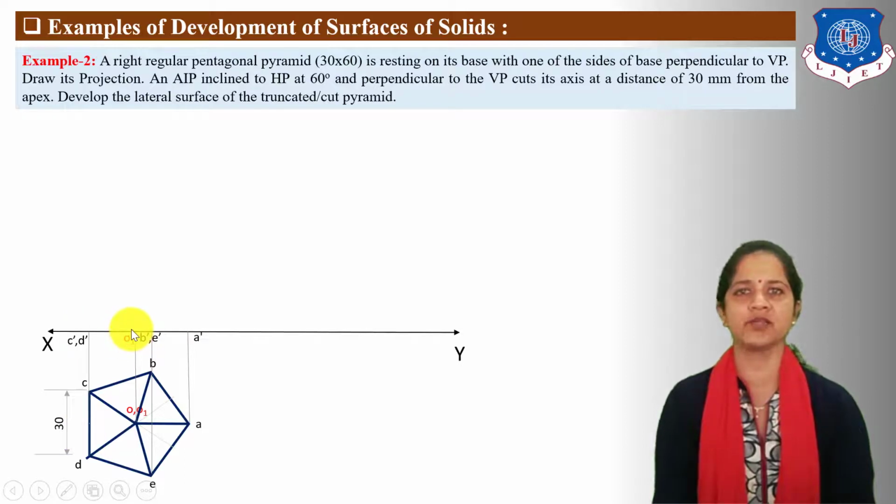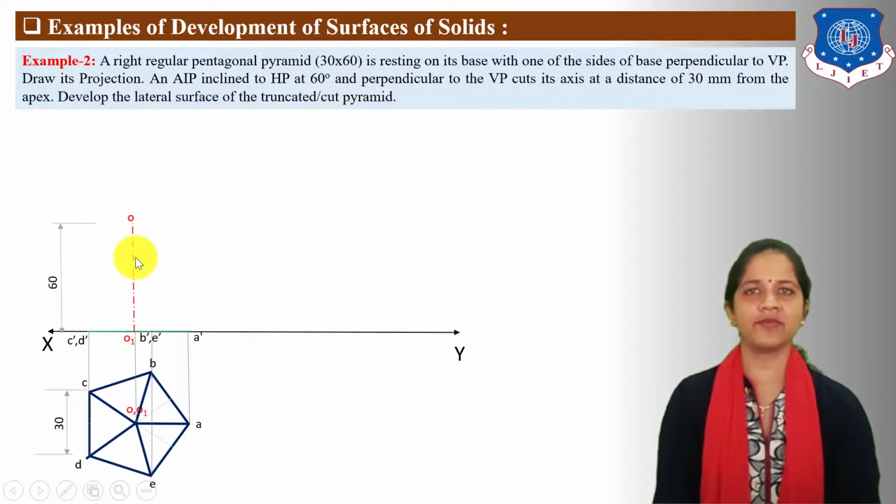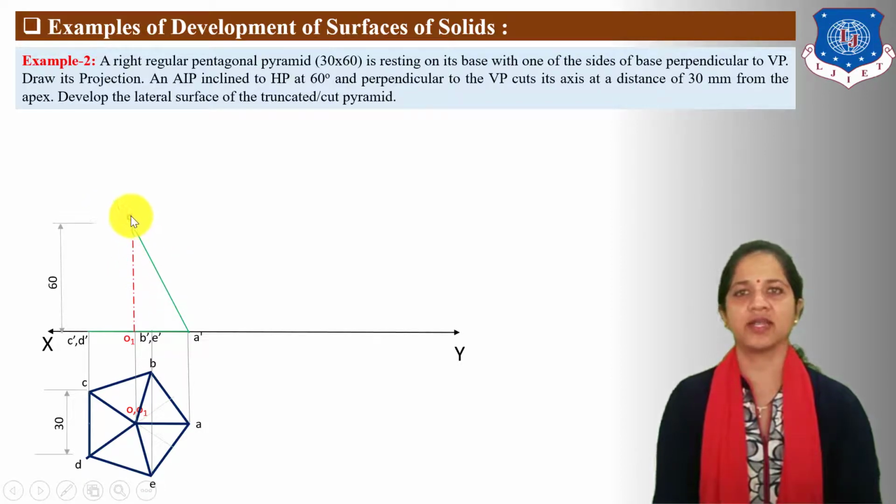From base center point O1 dash point, draw axis line. Take height of the axis equal to 60 mm and locate here apex point O. Now the front view of any pyramid is a triangle when it is resting on HP on its base because any pyramid has triangular faces. So first connect boundary slant edges O dash A dash, O dash C dash or O dash D dash.